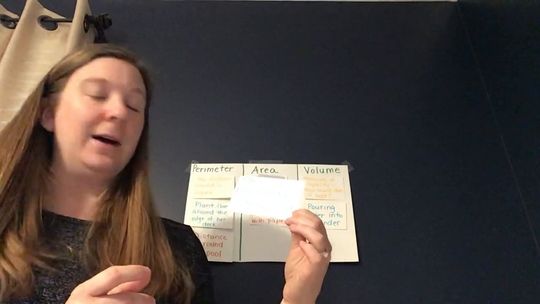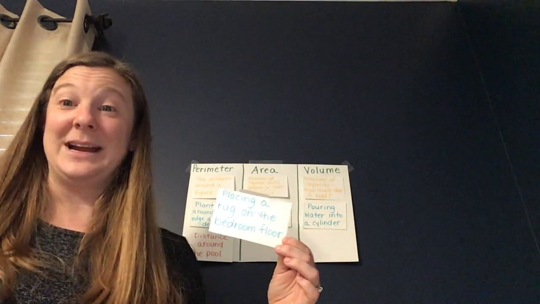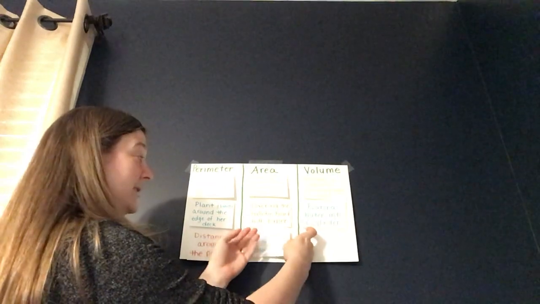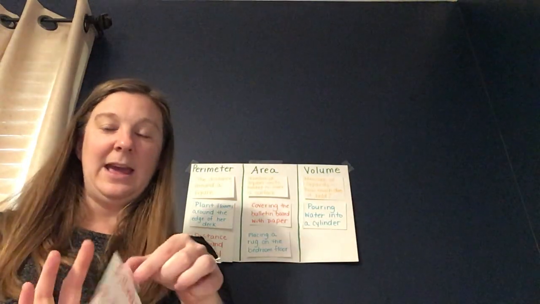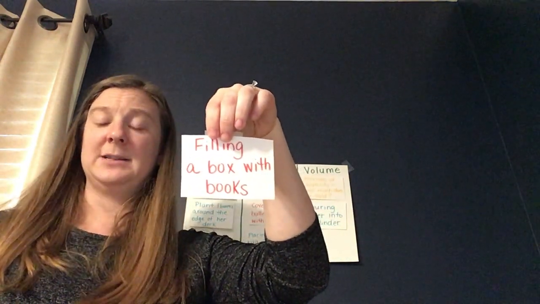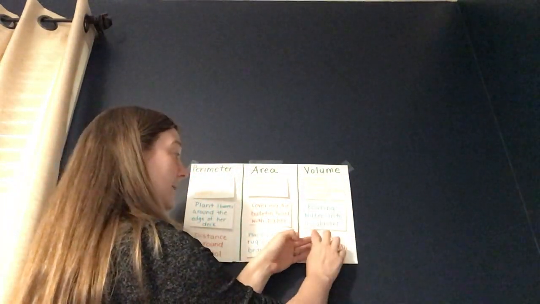Placing a rug on the bedroom floor. That falls with my example of a rug in my dining room. I needed to fully understand area in order to calculate that correctly. And then lastly, filling a box with books. Thinking about that box as a three-dimensional object and filling it with books is going to fall in that volume category.